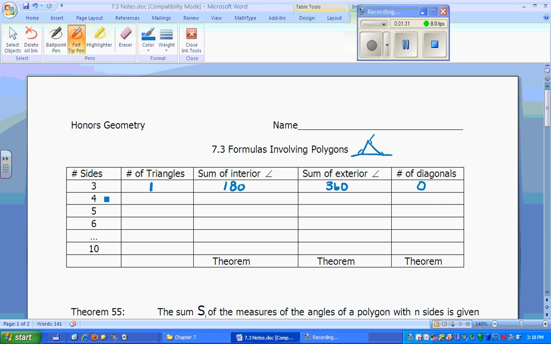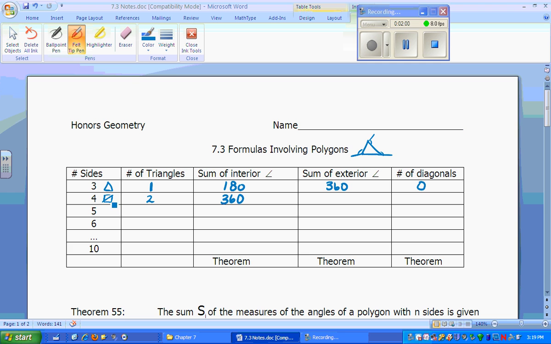If you have a four-sided figure, now you're at a quadrilateral. So with a four-sided figure, how many triangles can we have? Well, when we draw one of the diagonals, then you have two triangles. Now using that idea, what do you think the sum of the interior angles is? If I have two triangles, let's think about it. Well, 180 plus another 180, booyah, 360.